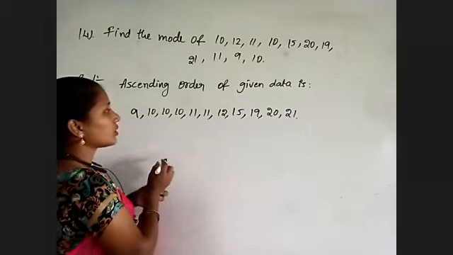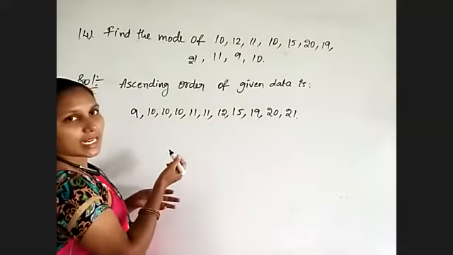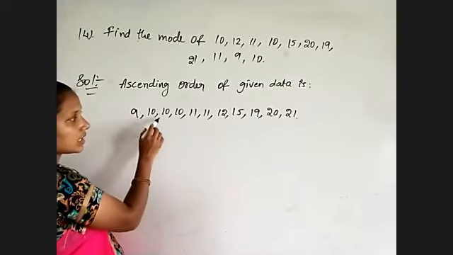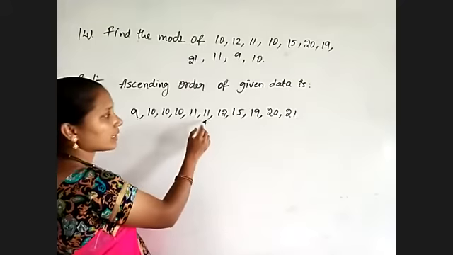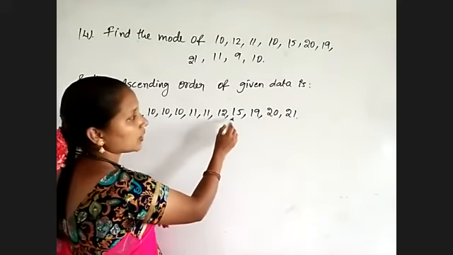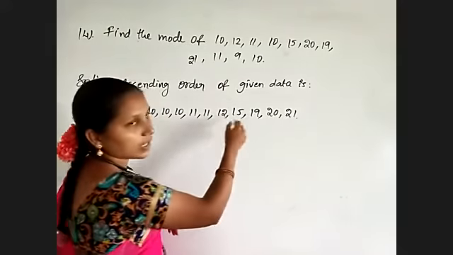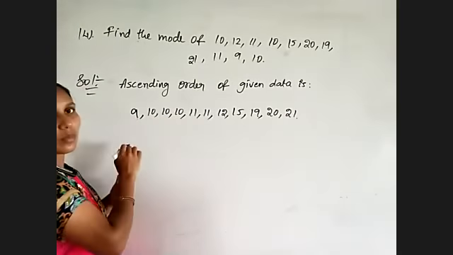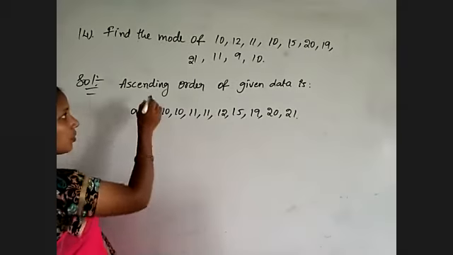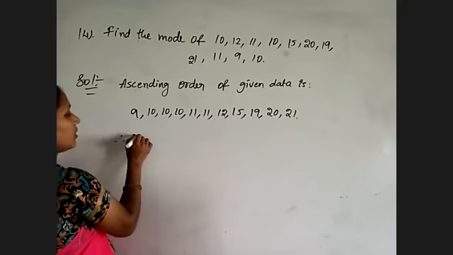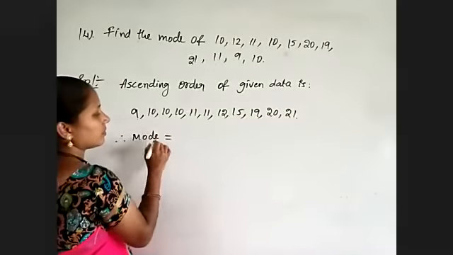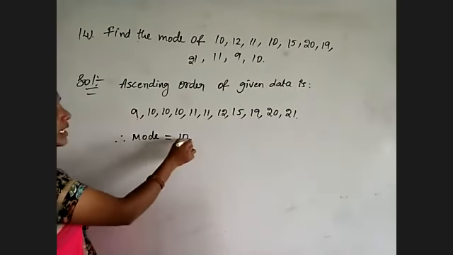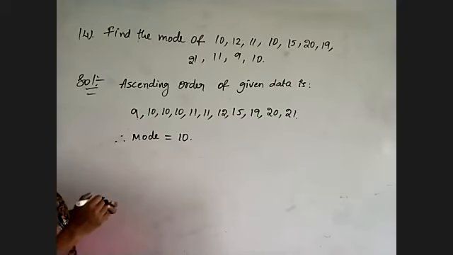Now coming to identify which occurred more number of times. So 9 came once, 10 repeated 3 times, 11 repeated twice, 12, 15, 19, 20, 21 all came only once. So here 10 repeated more number of times. Therefore, mode of the data is equal to 10. Okay, because it occurred more number of times.